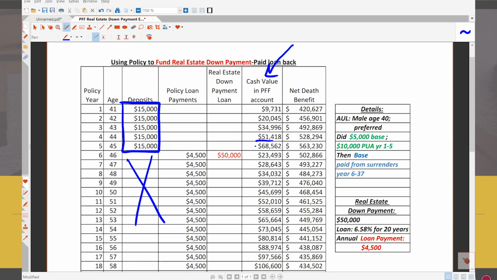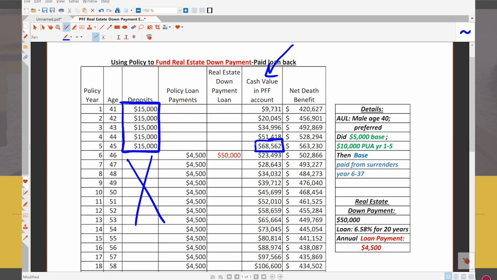And at year 5, I have $68,000 of cash value in my policy. You see that PFF account up there? That stands for Private Family Financing Account. That's kind of the system we teach, private family financing, and how to do that. So we've got $68,000 built up in this policy at year 5. And to keep the math pretty simple, we're going to share how to use this money to make an investment in real estate, buying a rental property.